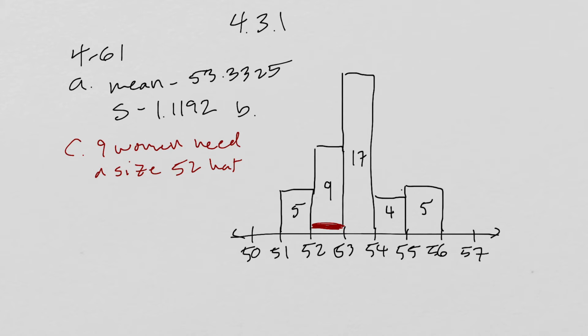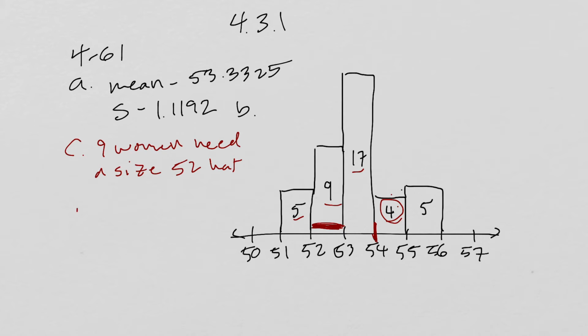Then our last question. It says, what percentage of the women in this sample have a hat size less than 54? Okay, so a hat size less than 54. Remember, 54 starts here, and 54 would be like the 4, right? And so a hat size of less than 54 would actually be these 3 values, 17, 9, and 5.